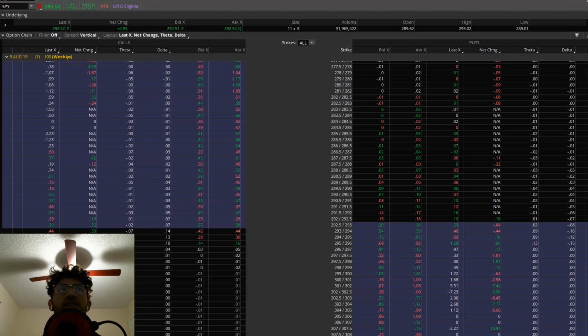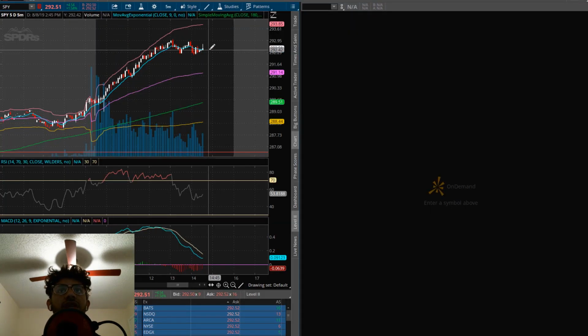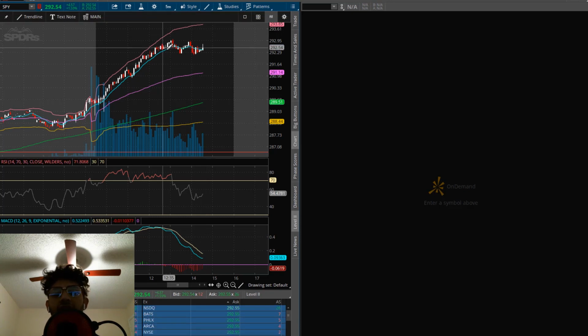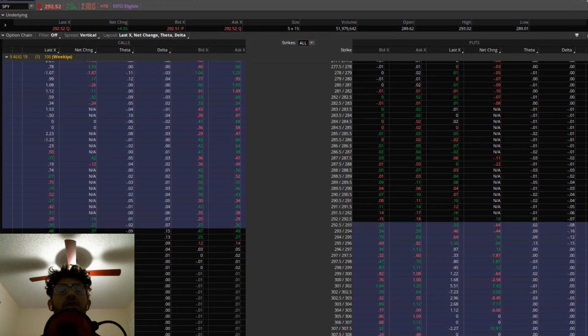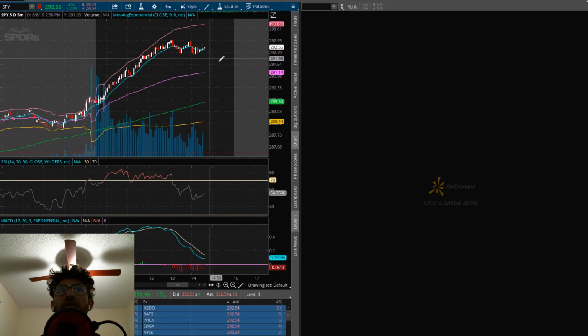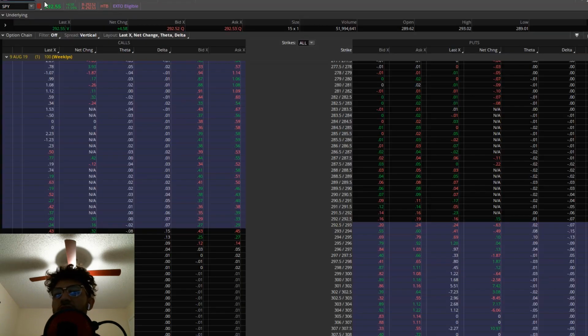So right now we see that SPY is at 292. Again, this is just an example, so we'll go over all this. Let's say I think SPY is going to go up, so I'm going to go to the call side. This left hand side is the calls, and this is the puts. I buy a call if I think the stock is going to go up, and I buy a put if I think the underlying stock is going to go down. Let's say I'm very bullish on SPY, and I think it's just going to continue going up.